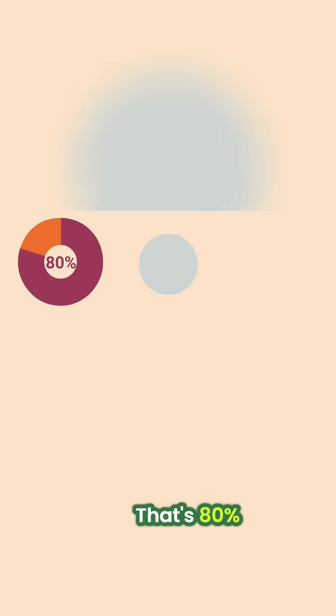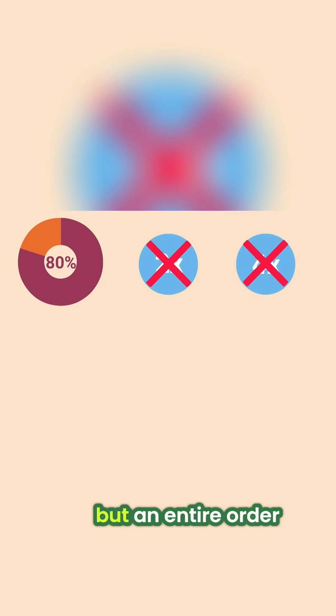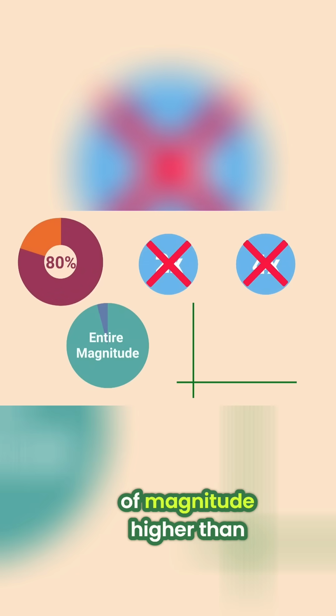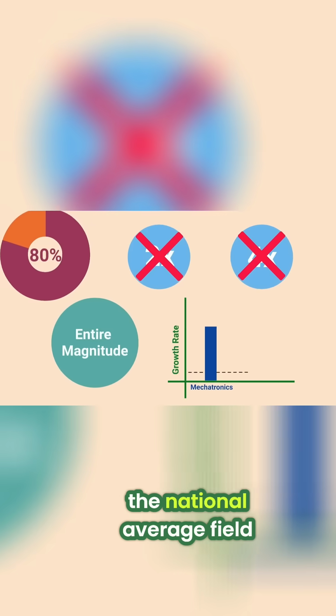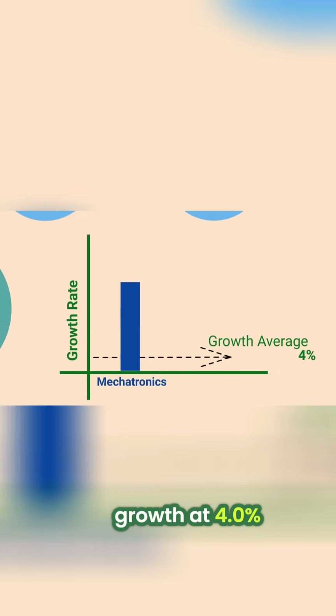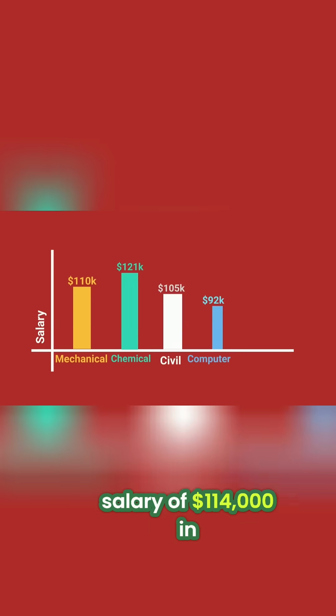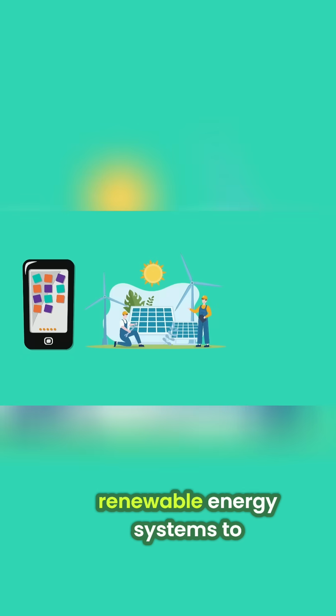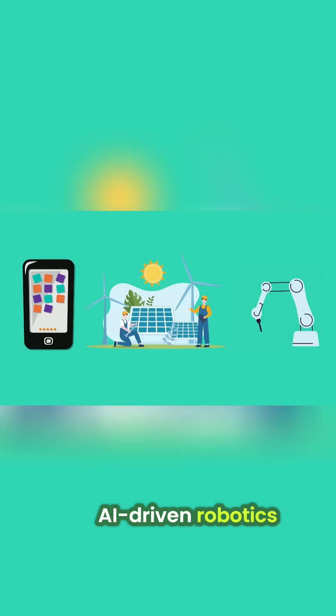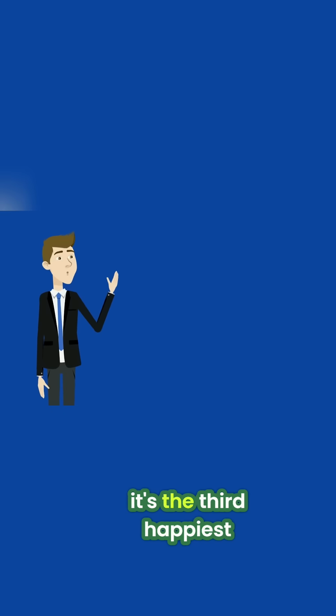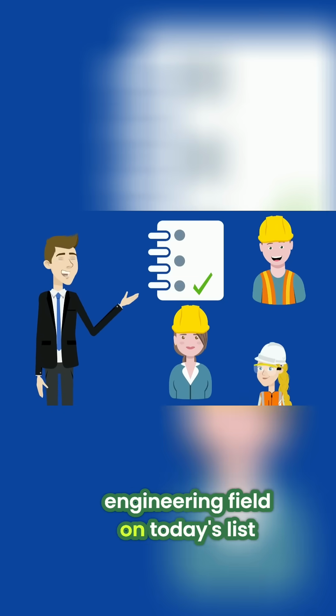That's 80%, not twice, not four times, but an entire order of magnitude higher than the national average field growth at 4%. Paired with an average salary of $114,000 in the US, and applications in everything from renewable energy systems to AI-driven robotics, it's no surprise that it's the third happiest engineering field on today's list.